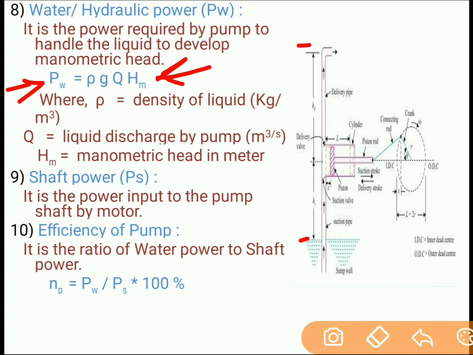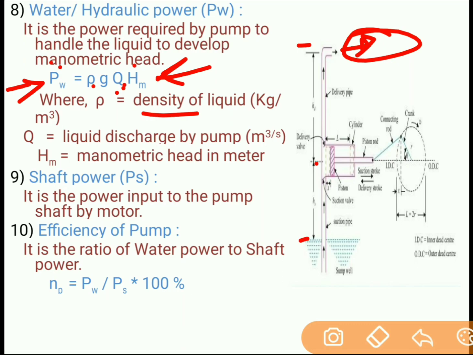Now this water power depends upon the density of the liquid. If water is there, then density will be 1000 kg per meter cube. If some other liquid is there, then the power required will be different because it depends upon the density. Also, power required depends upon the volumetric flow rate, so it depends upon the velocity of the liquid at the delivery pipe. If we want more velocity at the delivery pipe, then the volumetric flow rate has to be increased, and in order to increase the volumetric flow rate, we need to supply more power to the pump.